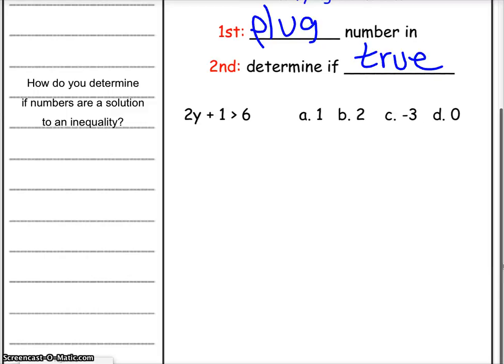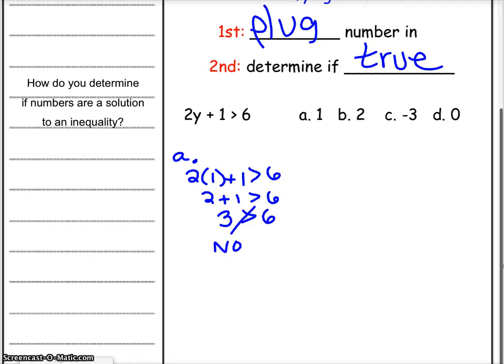Watch the tedious math involved. So I want to know if 1's a solution. So I plug 1 in. 2 times 1 plus 1, is that bigger than 6? 2 plus 1, is that bigger than 6? No. 3 is not bigger than 6. No, 1 is not a solution.